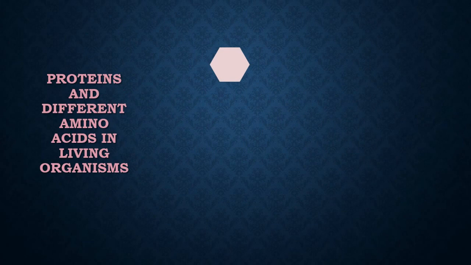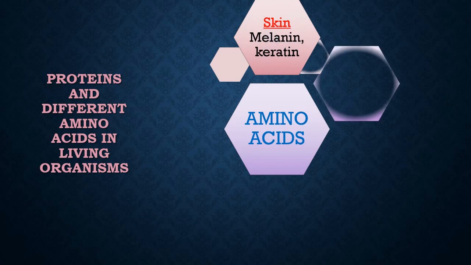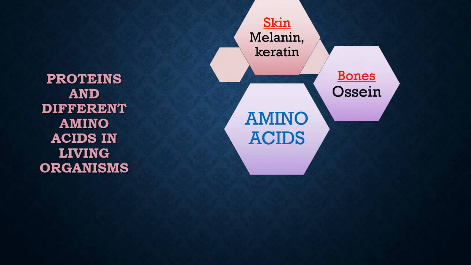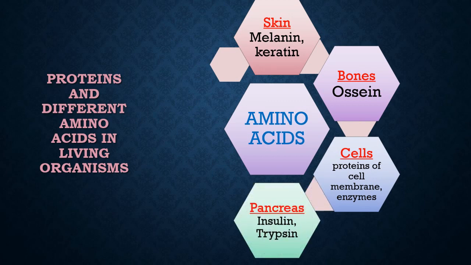Now we are going to see the proteins and different amino acids which are present in living organisms. First one is about skin. In skin, it is present in the form of melanin and keratin. Then in bones as a protein called ossein. Ossein is a bone protein. In the cells, proteins make up the cell membrane, and different enzymes are all forms of proteins. In the pancreas, the hormone insulin and trypsin are also forms of protein. They are secreted by the pancreas.